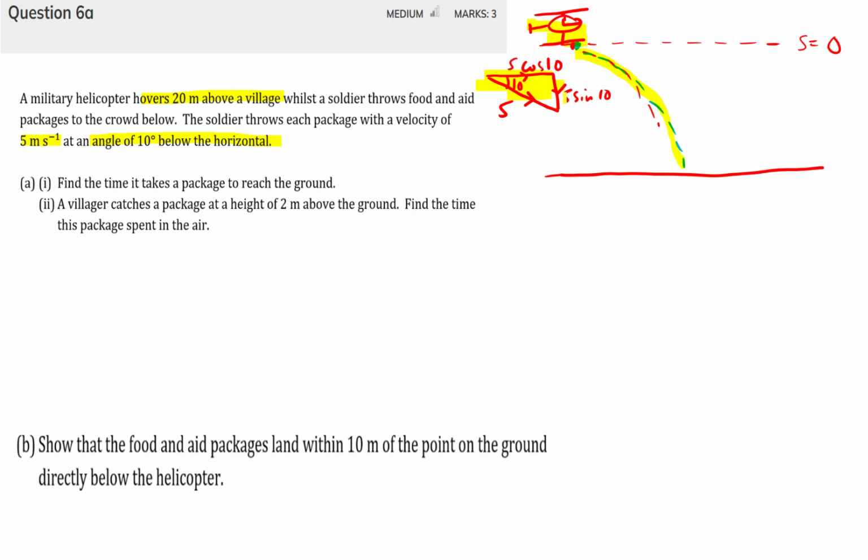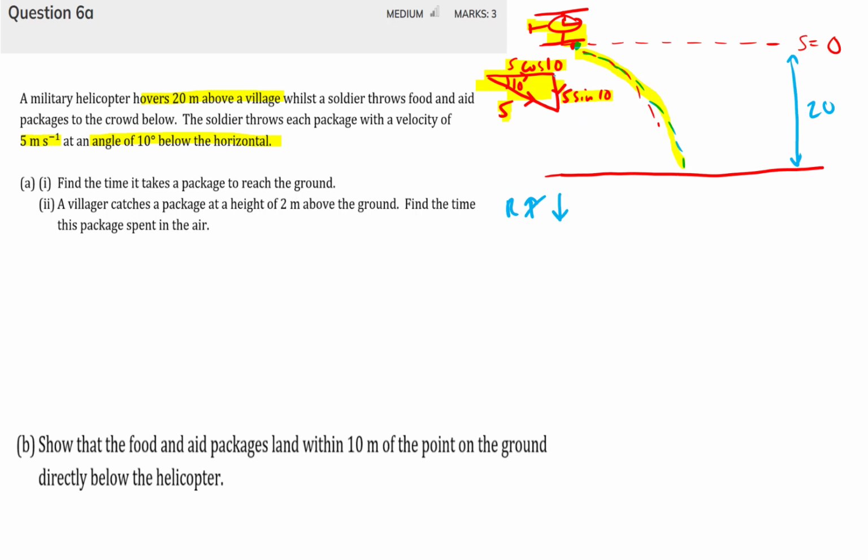Okay, so the vertical speed, we all know, is 5 sine 10, horizontal speed would be 5 cos 10, and this is the 5 given by the question. So what is the first thing we need to work out? So from here to here must be 20. That's 20. So let's resolve vertically. Now, because this is going downwards, it might be actually better to resolve down, because it's getting thrown down with gravity.